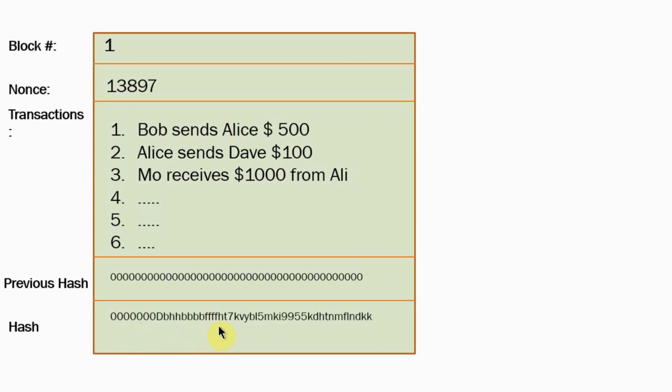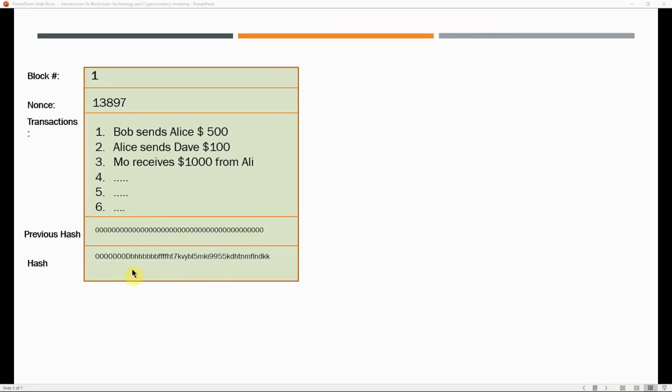So whoever comes up with the correct nonce that satisfies the preceding 0 challenge to get the valid hash will get the reward for mining this block. As of last year, 2020, the reward for a successfully mined block is 6.25 Bitcoin every 10 minutes.